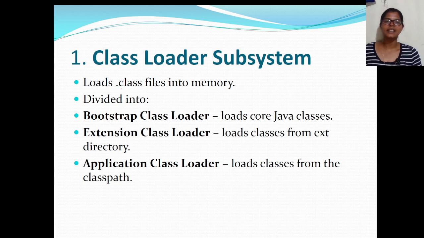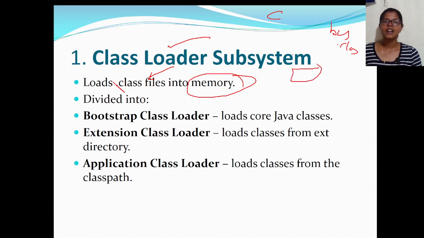The first one is the class loader. What does it do? Firstly, the code is converted into the bytecode, or the .class file, using the compiler. Now the class loader, what does it do? It loads the .class file into memory. Okay, it is loaded first and it divides the class file into different parts.